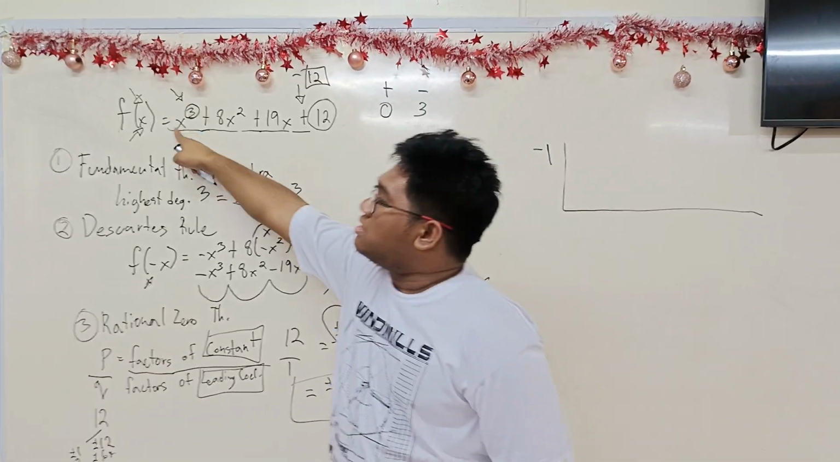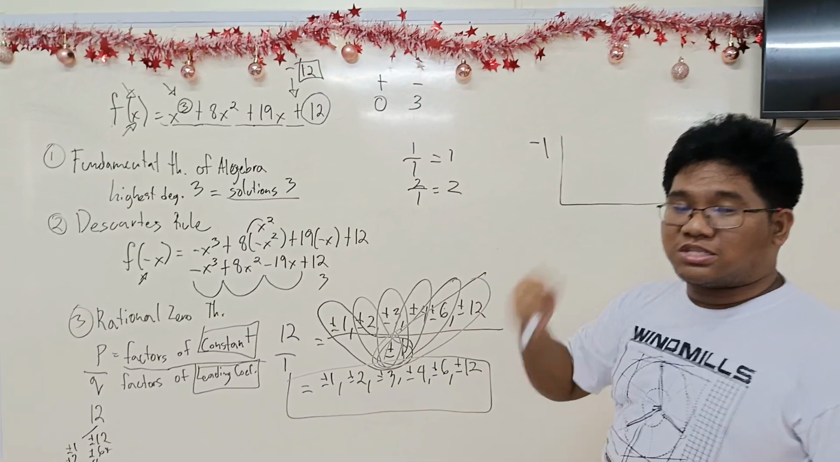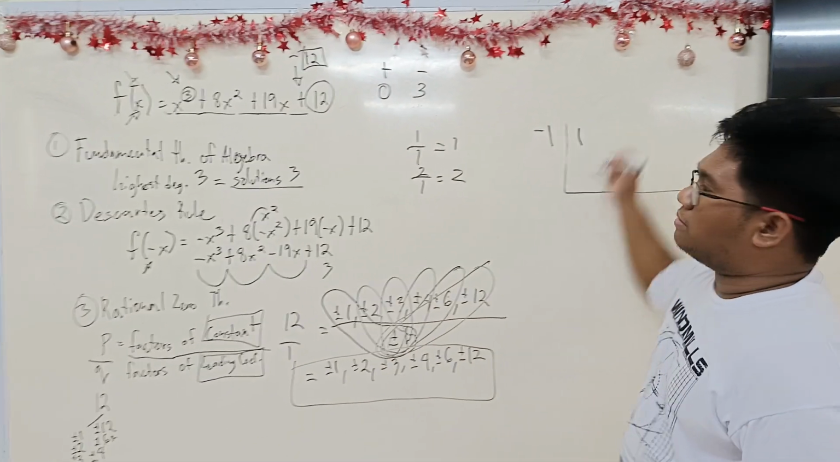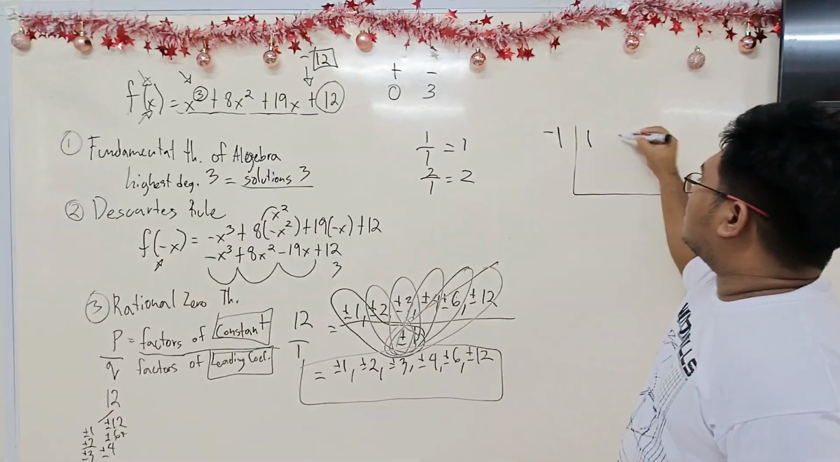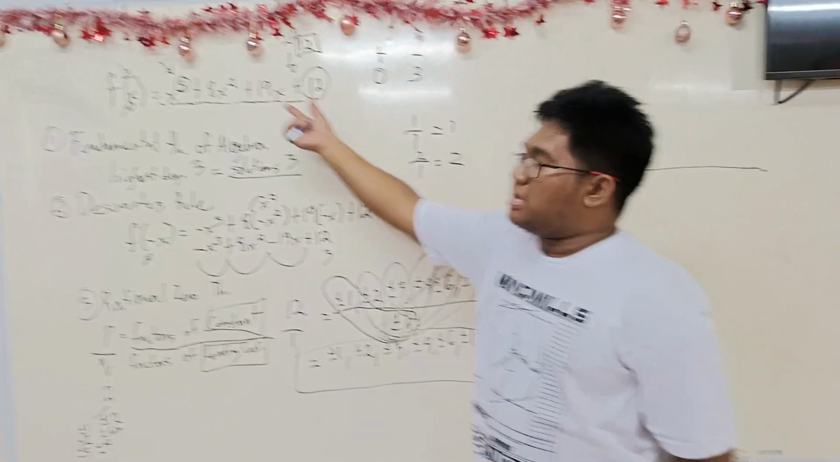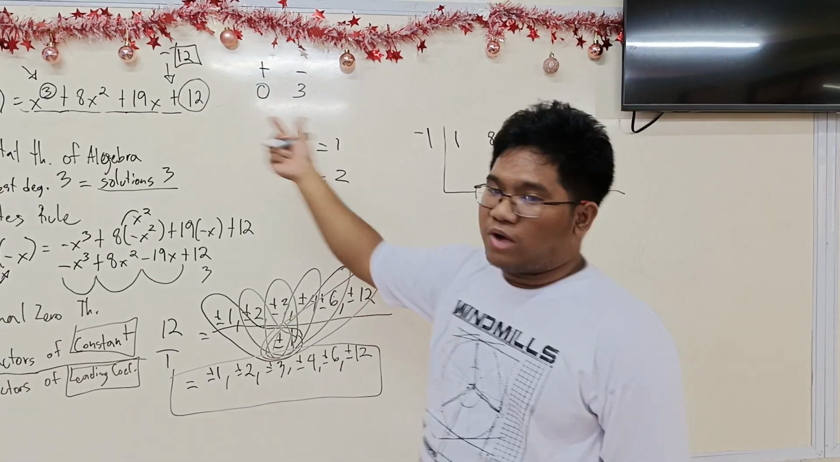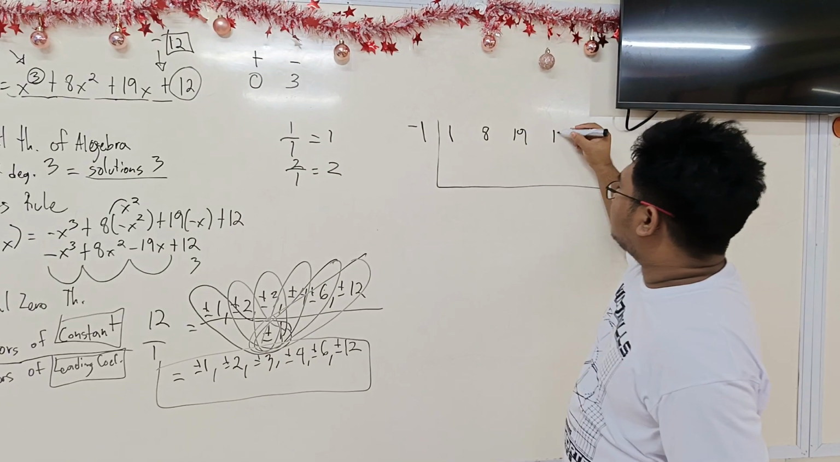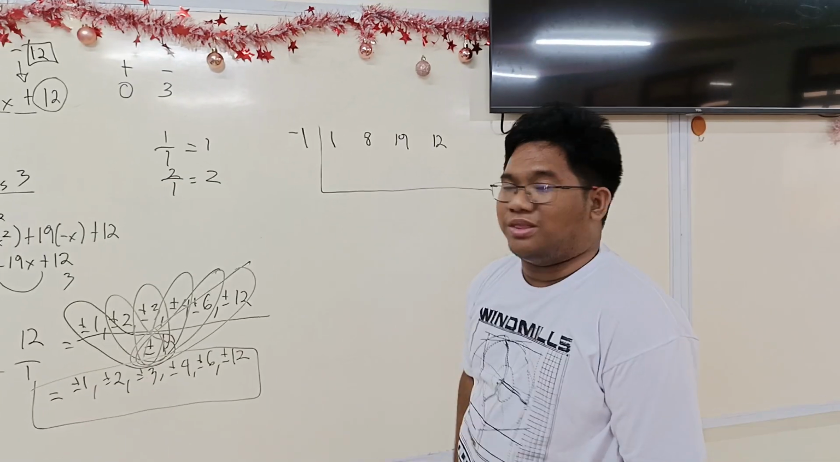Okay, so with this, what is the coefficient of x cubed? That would be positive 1. Coefficient of x squared, that would be positive 8. Coefficient of 19x, that would be 19. And then coefficient of 12, that would be 12. Next, let's do the synthetic division.